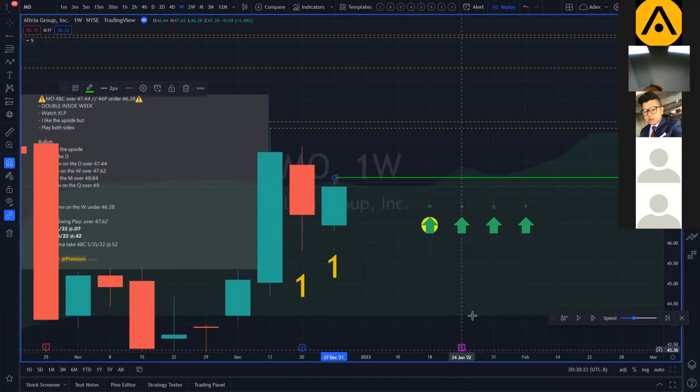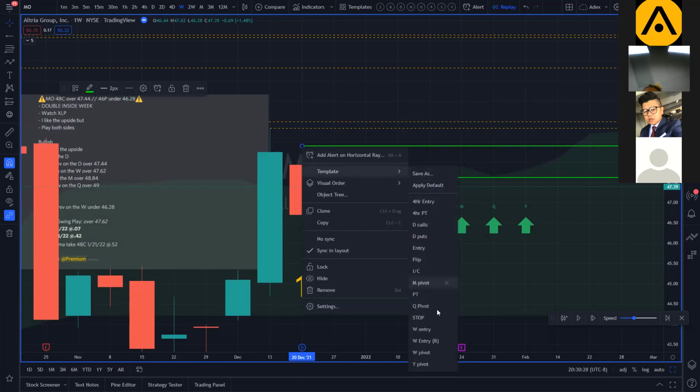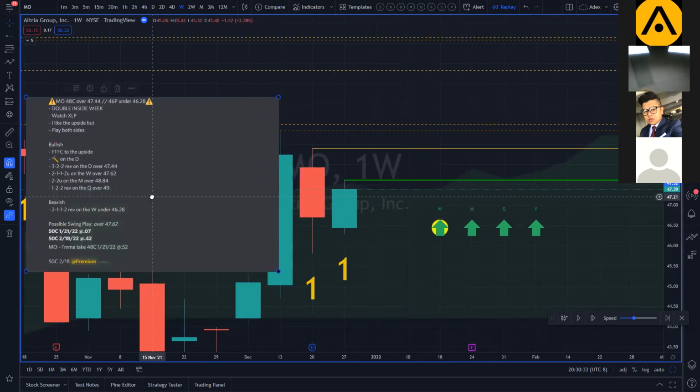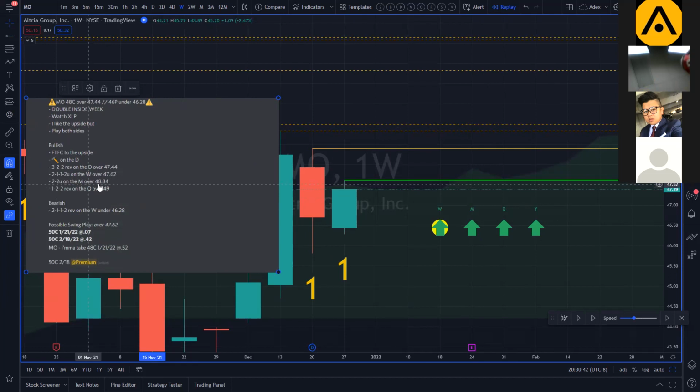Weekly calls, our weekly entry, right? And then you have a weekly pivot right here. 2112 up on the week over 47.62, and then it will go 22 up on the month over 48.84. It will go a 122 rev on the quarter over $49.